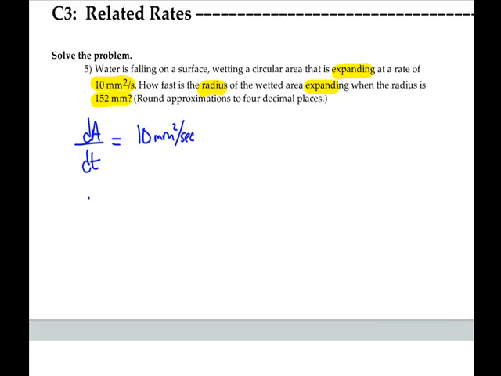And we are asked to find dr dt. So they're asking, what is dr dt when r is 152? We need some function that relates the area to the radius. The only one I can think of is the area function. I'm sure there are others. So the area function is equal to pi r squared. That's the area of a circle.